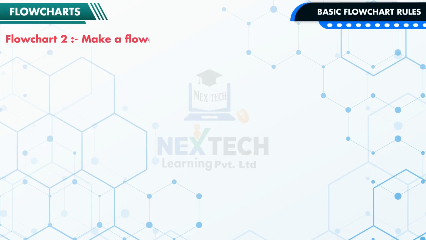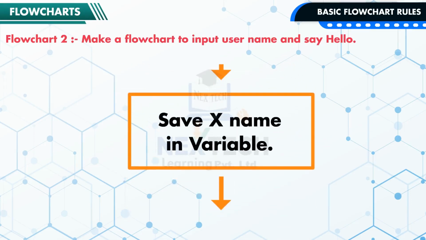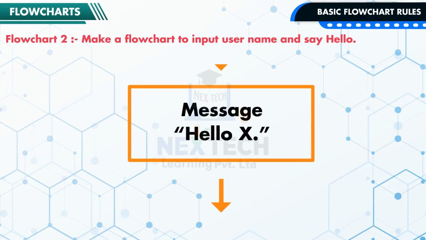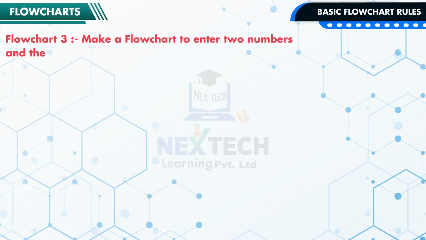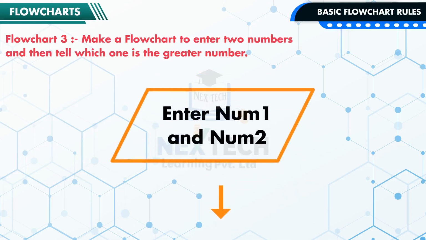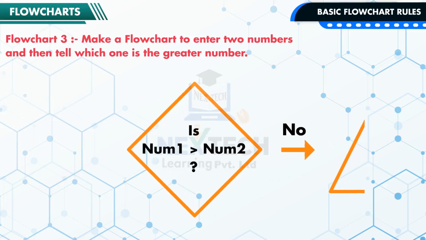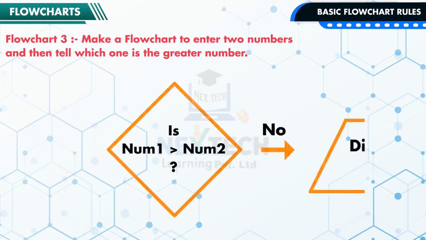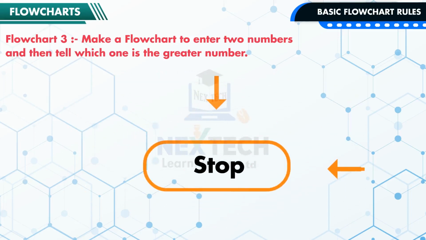Flowchart 2. Make a flowchart to input a username and say hello. Start. Take name from user. Save name in variable X. Message: Hello X. Stop. Flowchart 3. Make a flowchart to enter two numbers and then tell which one is the greater number. Start. Enter num1 and num2. Is num1 greater than num2? No. Display num2 is greater. Yes. Display num1 is greater. Stop.